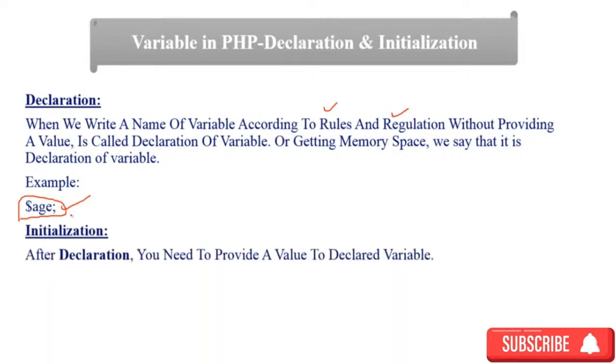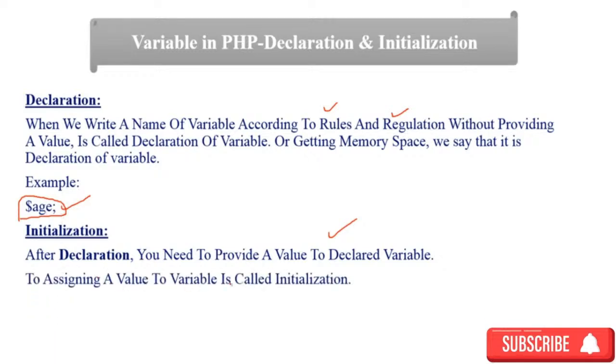Another is initialization. After declaration, you need to provide a value to that declared variable. For example, this is a declared variable. We did not provide any value to this variable. When we assign a value to this variable, we say that this process is initialization. Assigning a value to a variable is called initialization. For example, this is a declared variable age and we provide the value 32 to that declared variable. Now printing the value of the age variable, it will display 32 in the browser. This is the declaration and initialization.